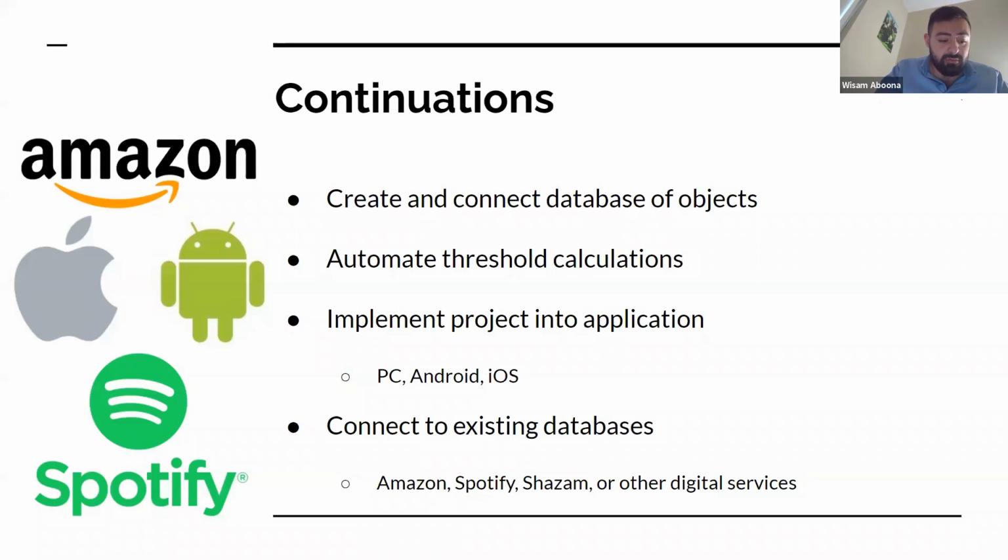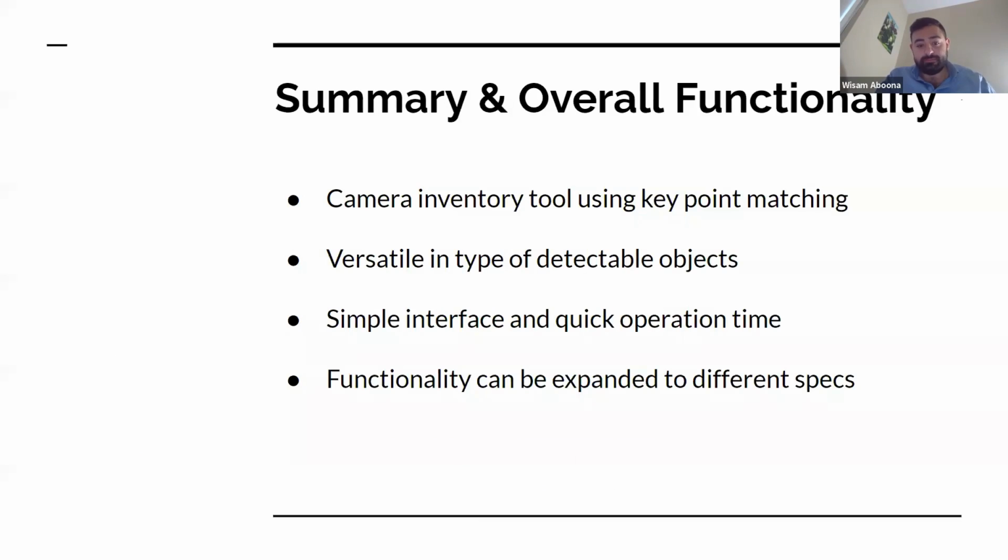Continuation. So, continuing, connect this database of objects, automate the threshold calculation, and implement it into an app, a PC app, or a phone app. For example, this is a useful database for apps like Amazon or any other digital service, where it will be most useful. I will pass it back to Merlin.